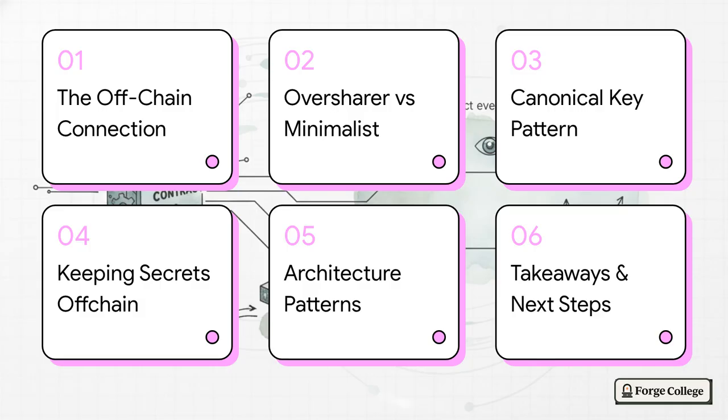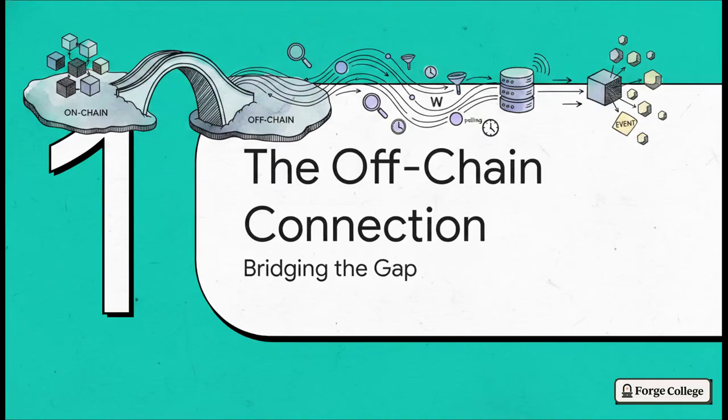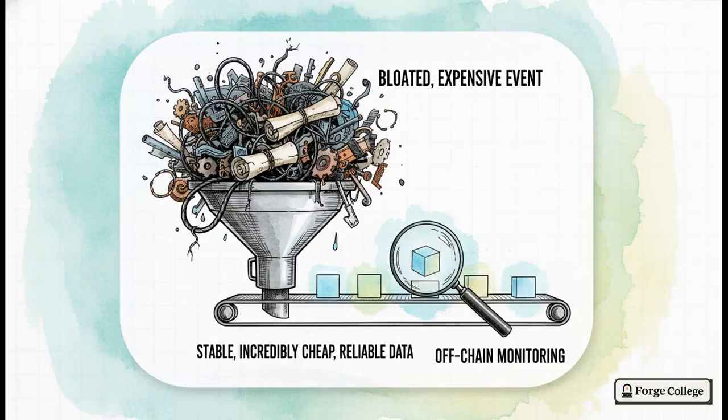Let's get to work. Section 1, the off-chain connection. Just to bridge the gap from our last lesson really quick, you already know how to subscribe to a node and filter data off-chain using WebSockets and polling. But listen, those off-chain listener behaviors, they're completely at the mercy of the events your contract emits.